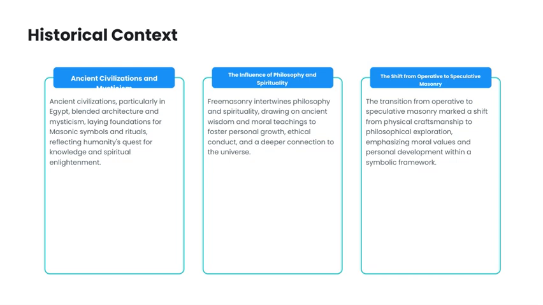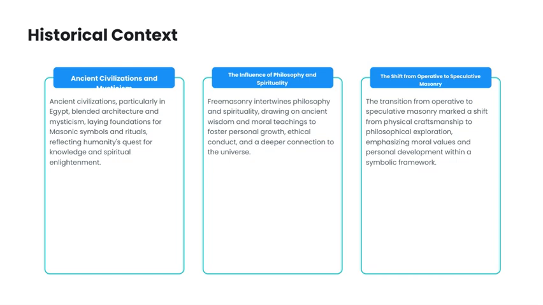Finally, we see a significant shift in the history of Masonry, from operative to speculative. Originally, Masonry was very much about physical craftsmanship, building and craftsmanship skills. But over time, it transitioned into a more philosophical pursuit. This shift emphasized moral values, personal development, and the use of symbolic frameworks to explore deeper truths. It's this evolution that has shaped the philosophical foundation of modern Freemasonry, tying it back to those ancient roots of wisdom and spiritual exploration.